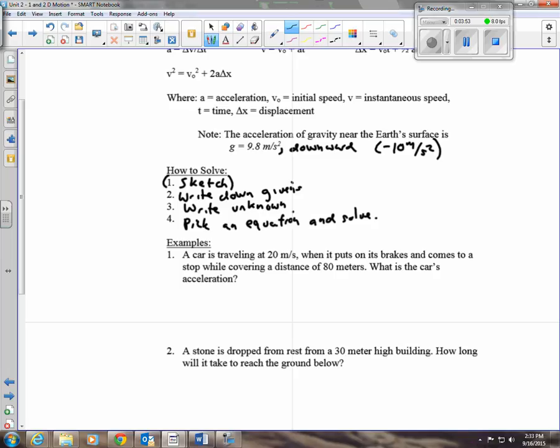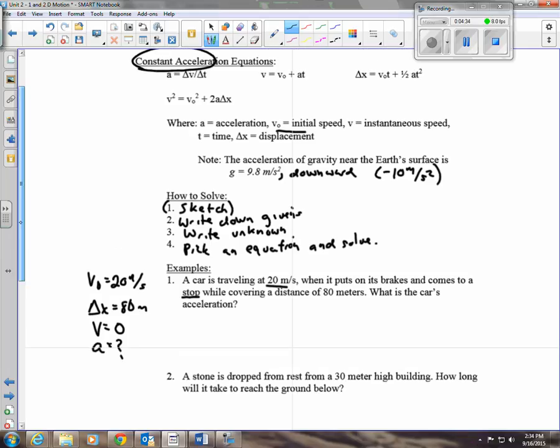So, here's an example. The car is traveling at 20 meters per second, puts on the brakes, and comes to a stop while covering a distance of 80 meters. What is its acceleration? So, we're going to write down our givens. Traveling at 20, that's the speed at the beginning of the problem. If we look back up here, initial speed is V0. So V0 is 20 meters per second. Distance is 80 meters. The numbers are obviously givens. There's another one in here that's a little bit subtle: comes to a stop. So at the end of the problem, its velocity is going to be 0 because it stopped. And then I'm looking for the acceleration.